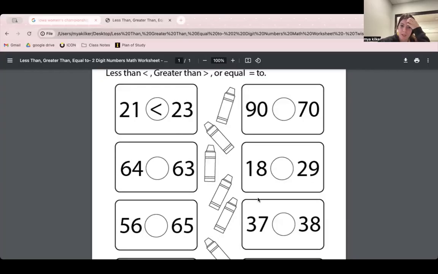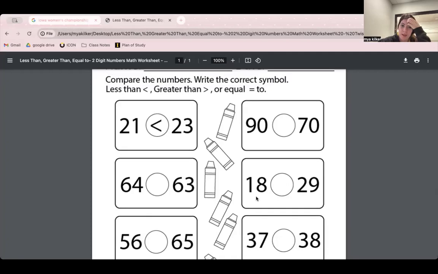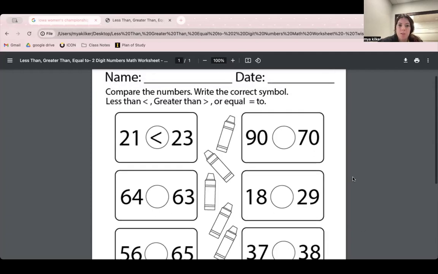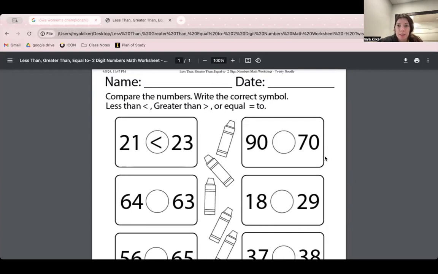For this worksheet, the first one is already given to us as a great example. So for the first one, they are saying that 21 is less than 23, which is correct. So moving on to the second one, 90 and 70.